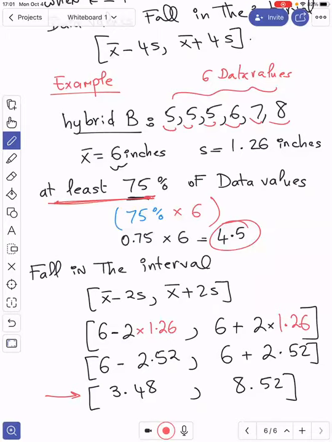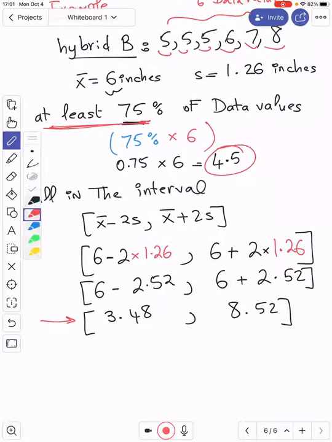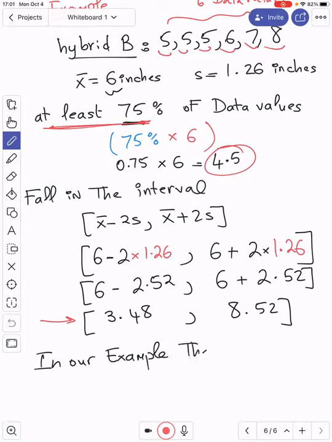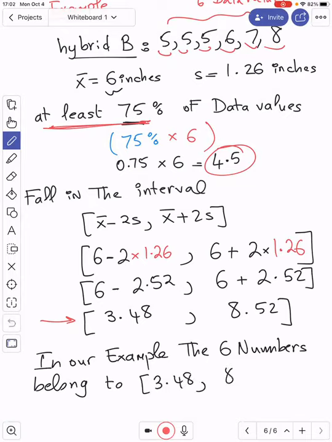So in our example, all the 6 numbers actually fall in this interval. They belong to this interval, right? They are between 3.48 and 8.52. All the data values are between these two numbers, the 3.48 and the 8.52, right?